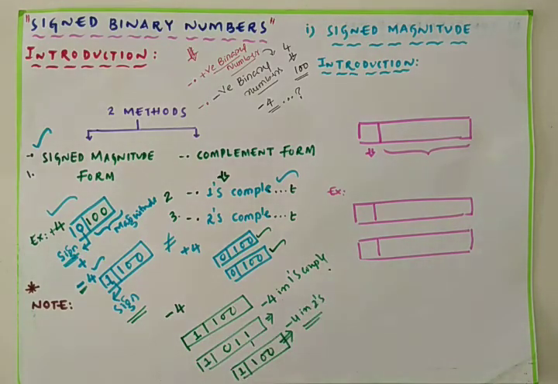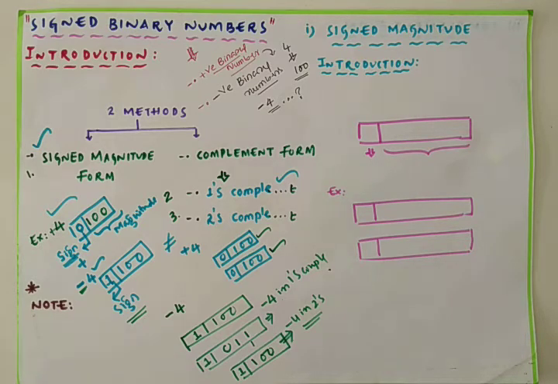In the sign magnitude form, the 1's complement form and the 2's complement form, the first bit, the MSB, is treated as the sign bit. The first bit can be used to have the information of sign. If the first bit or the sign bit is 0, the given binary number is positive. If the sign bit is 1, then the given binary number is negative.